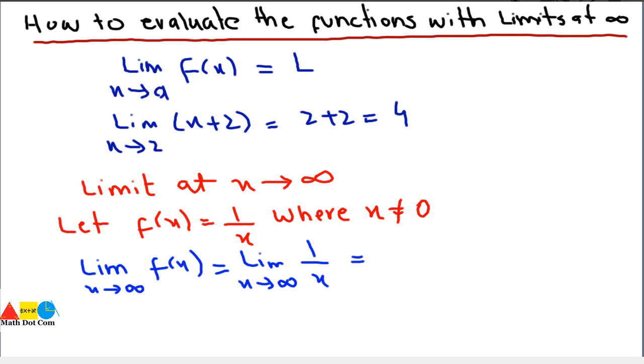So if I put the value of infinity as 1 divided by infinity, what will I get? What does it actually mean? It means that we are dividing a number by a very large number. So when you divide a given number by a very large number, you get a very small number that is equal to 0. So you have to keep in mind that whenever you divide any number by infinity, you will get 0.